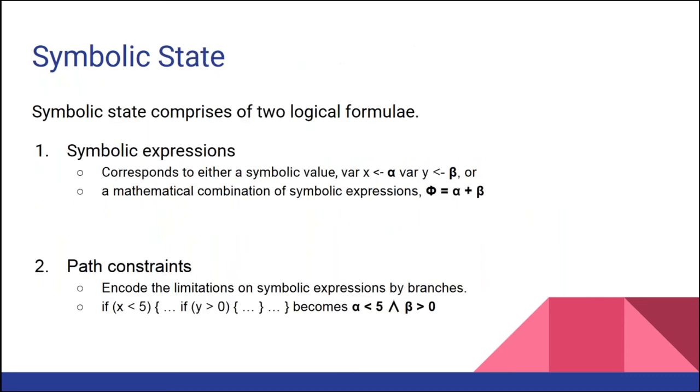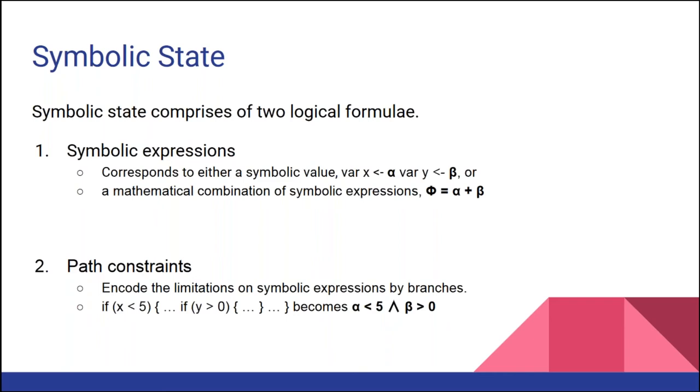All right, so in order to explain properly what symbolic execution is, I will go over a small example. But before that, we'll have to understand the concept of symbolic state. So symbolic state can be regarded as a parallel of concrete state of the program at any point in the execution.